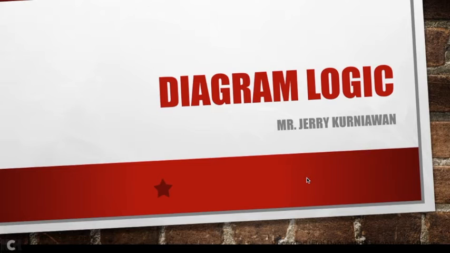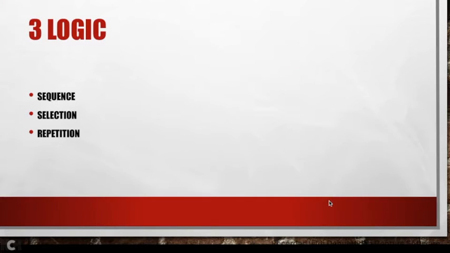There are so many coding languages, like Pascal, C, and the block coding called Scratch or mBlock. They are all codings. So we are going to learn the basic coding using this diagram logic. There are three logics in every coding, including in Scratch: number one, sequence, number two, selection, and number three, repetition.